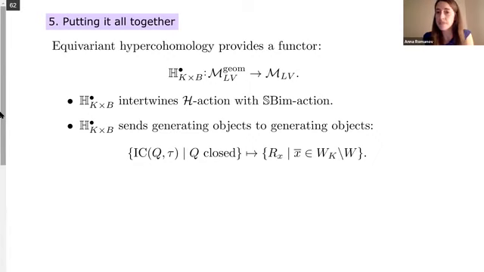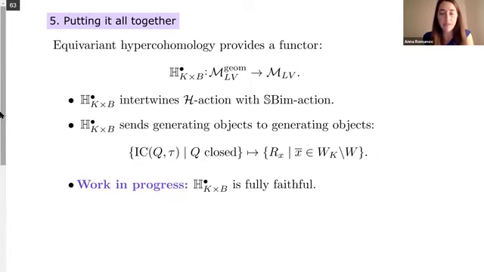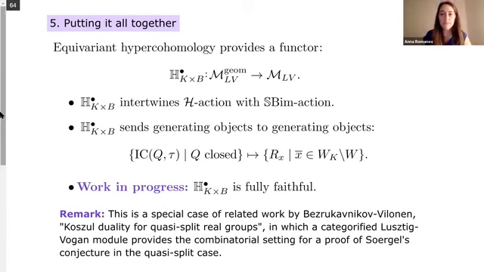The IC sheaves get sent to these standard bimodules that I defined. And so if we could show that this functor is fully faithful, then this would provide an equivalence, and then this would show that this Lustig-Vogan category is an algebraic categorification of the Lustig-Vogan module.